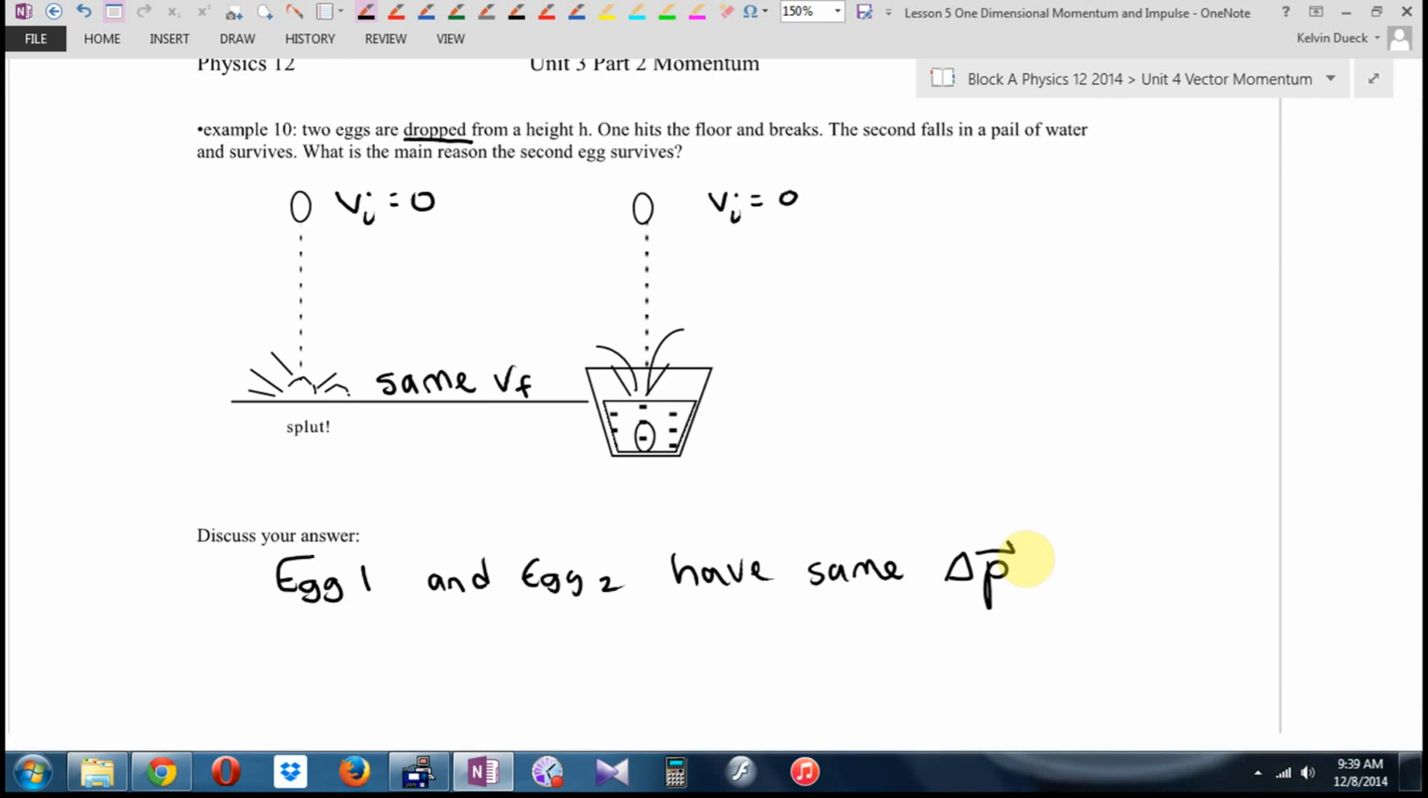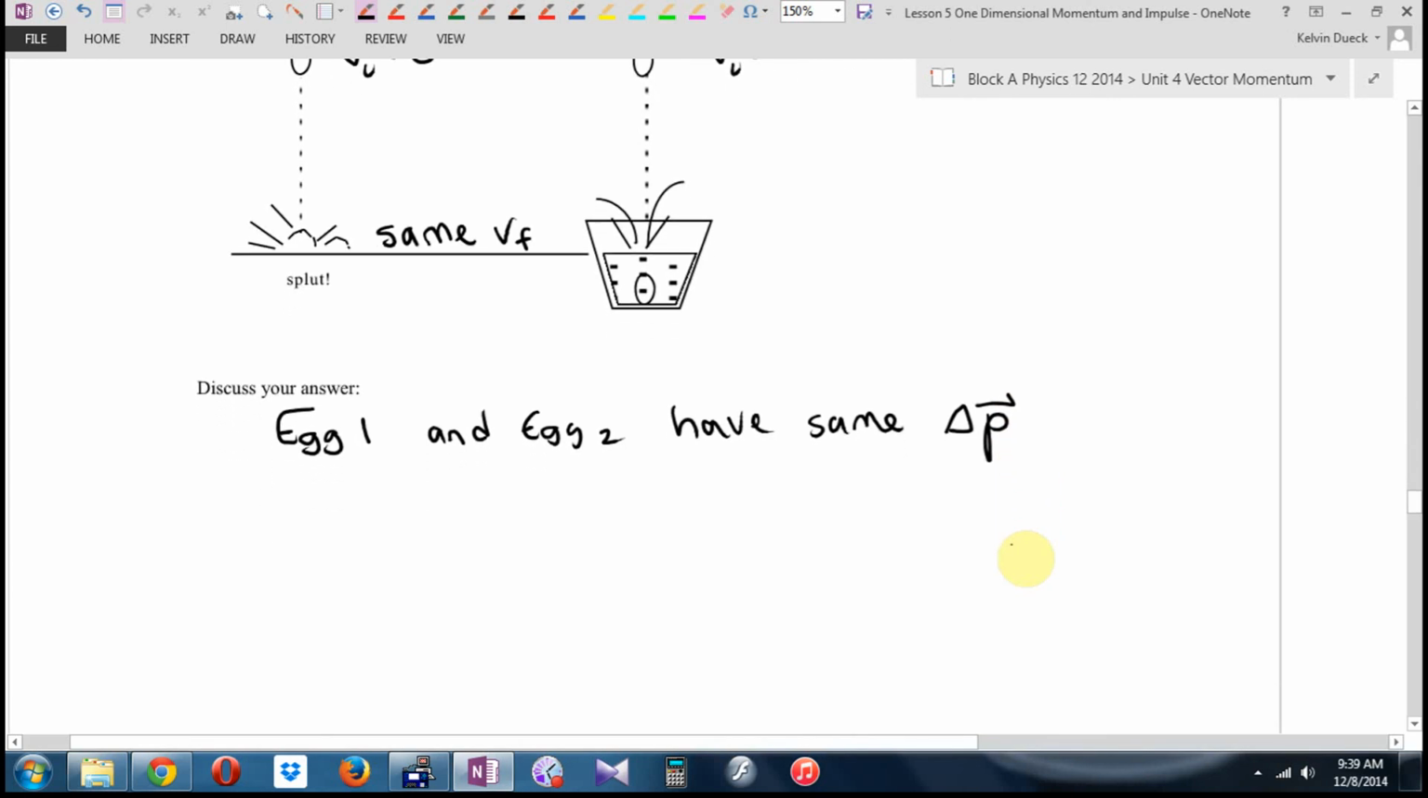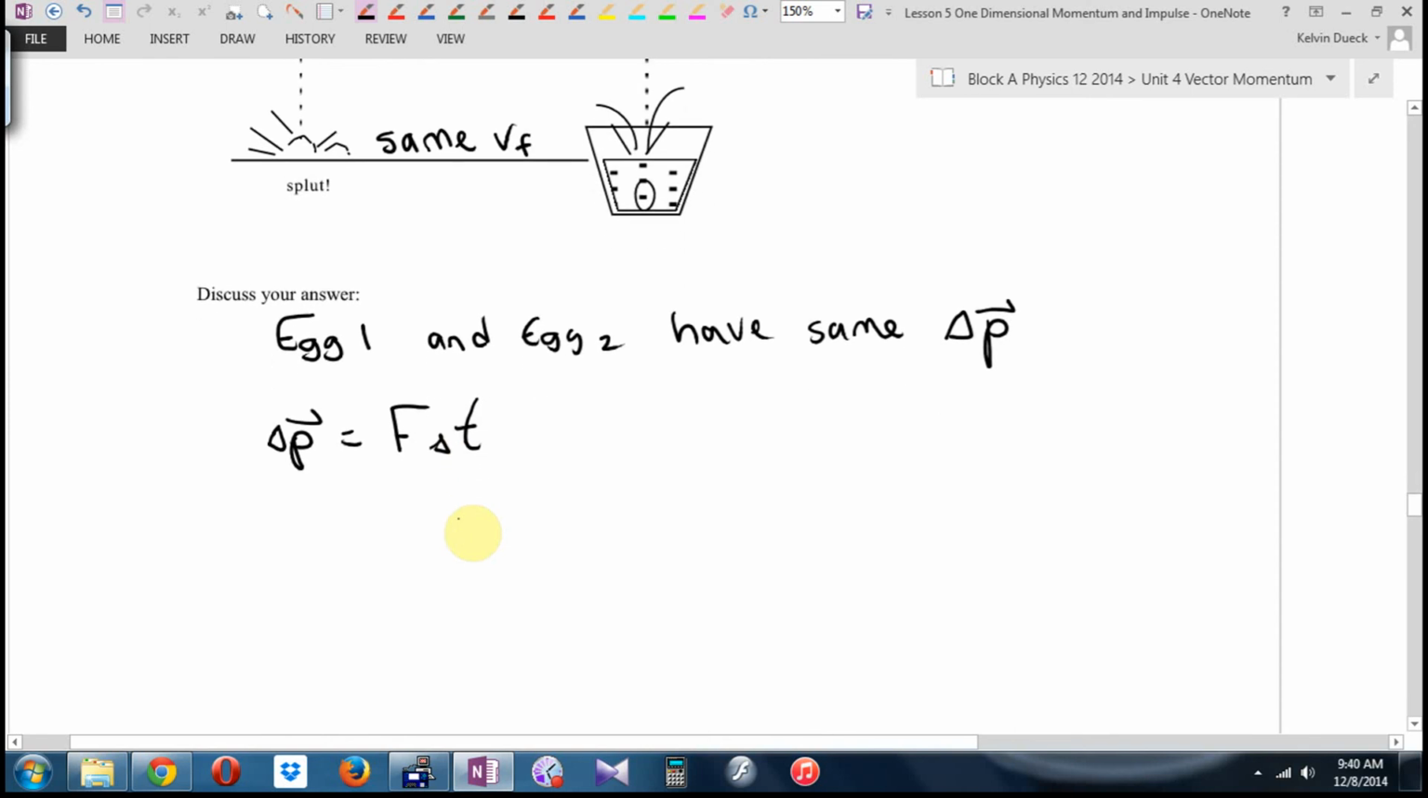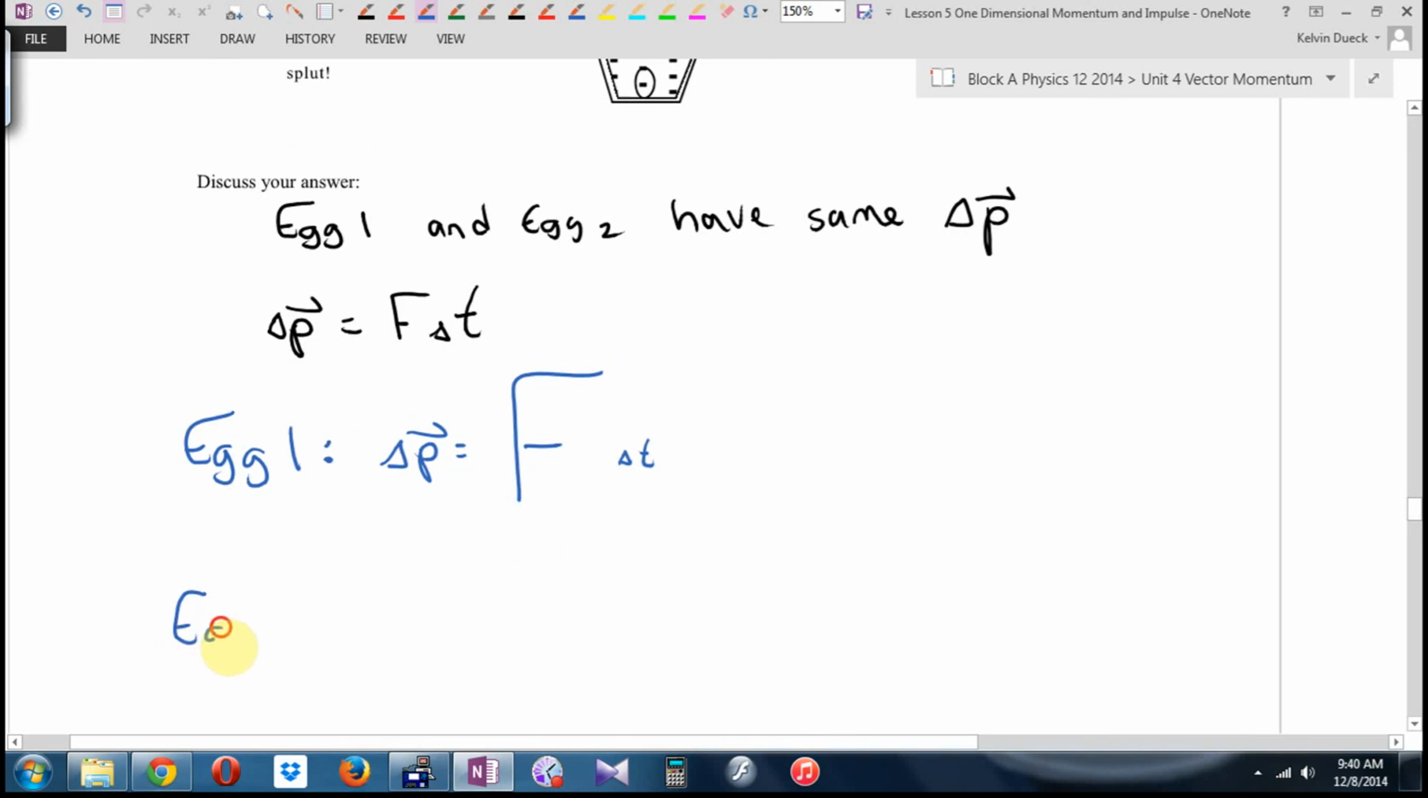What's another way to describe impulse, though? Okay, so change in momentum equals F delta t, right? Egg 1, its change in momentum is, what did you say, Atla? Egg 1's time of impact compared to egg 2? Okay, I'm going to do this. Little tiny delta t, huge F. Egg 2, same change in momentum, but it has a smaller F.